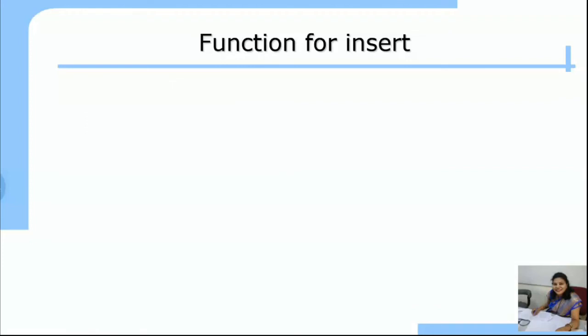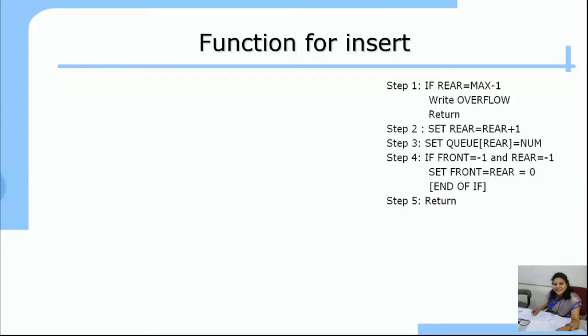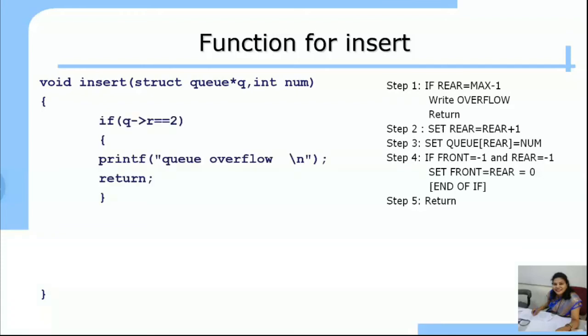This is the function for the insert operation on the queue. This is the algorithm that I have taught you now. Let us implement the function using this algorithm. The function name is insert. We are passing num, which stores the value to be inserted into the queue, and pointer queue, which passes the structure of the queue. So the first step is checking the overflow.